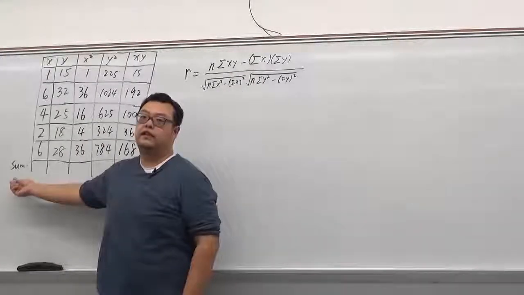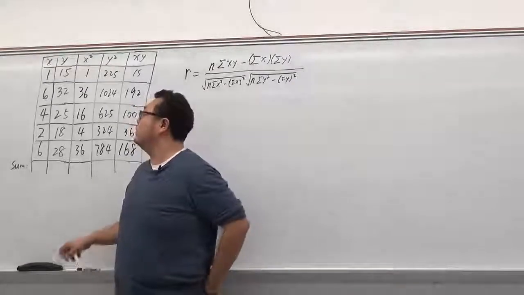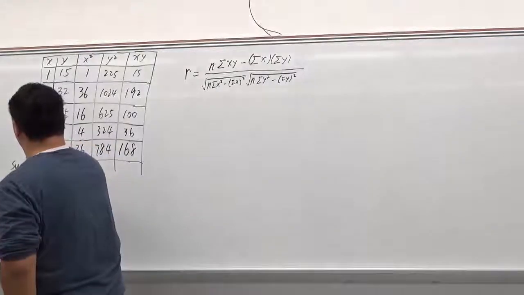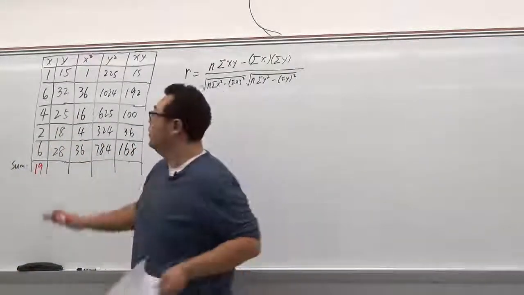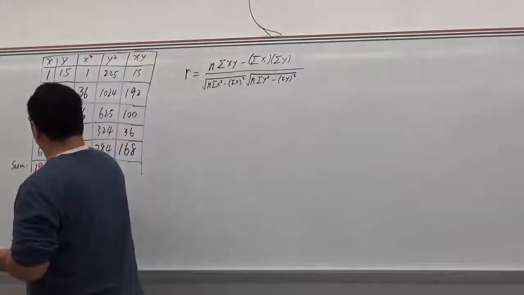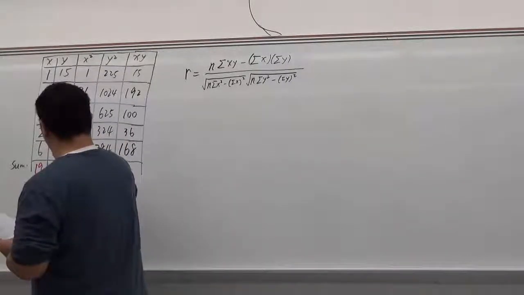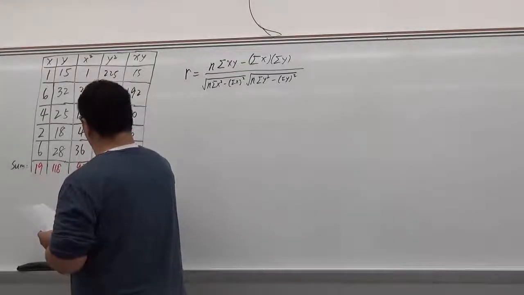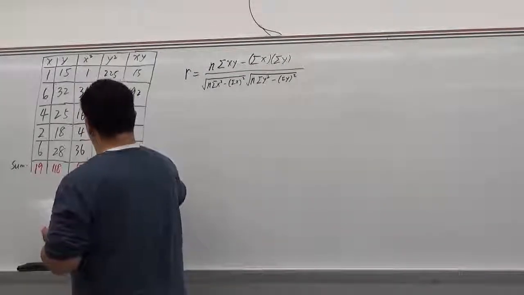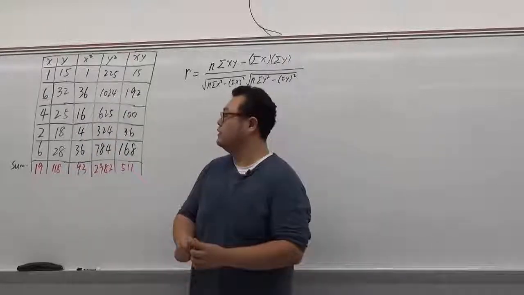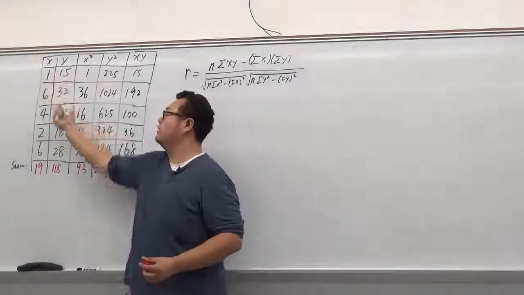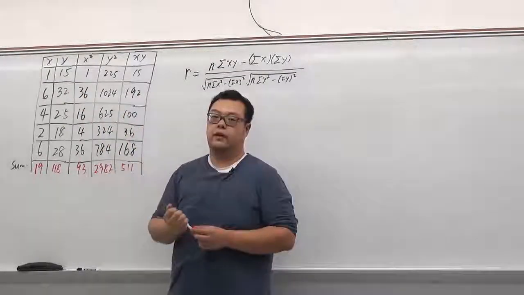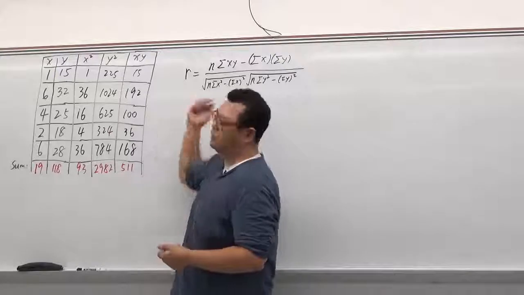What we need is their sum. The sum of x, I have 19 here. The sum of the column y, 118, 93 for the x squared, 2,982, and the last column 511. So that is the columns we're actually using: the sum of x, sum of y, sum of x squared, sum of y squared, sum of xy. Respectively, those things we put into the formula.